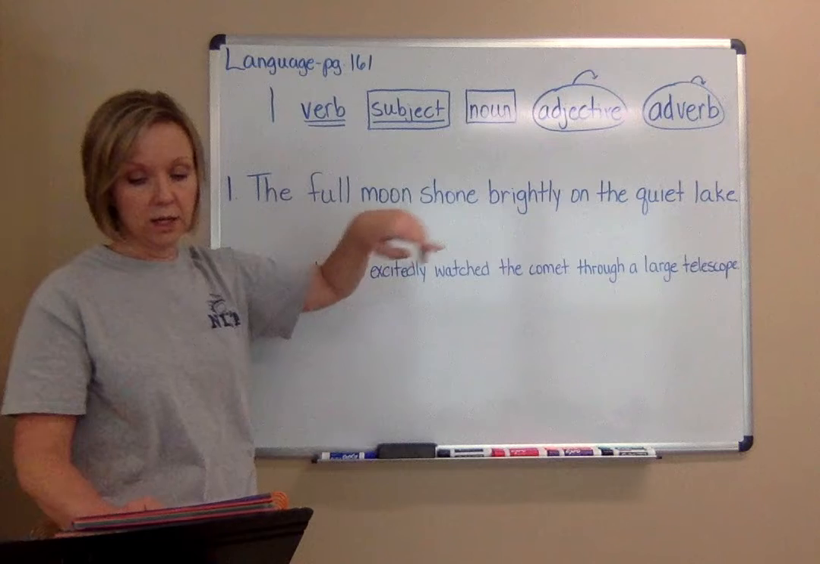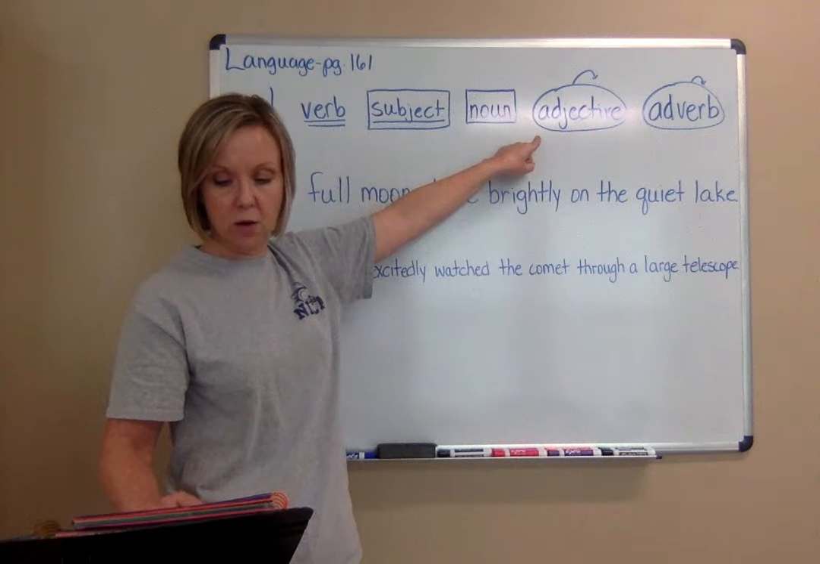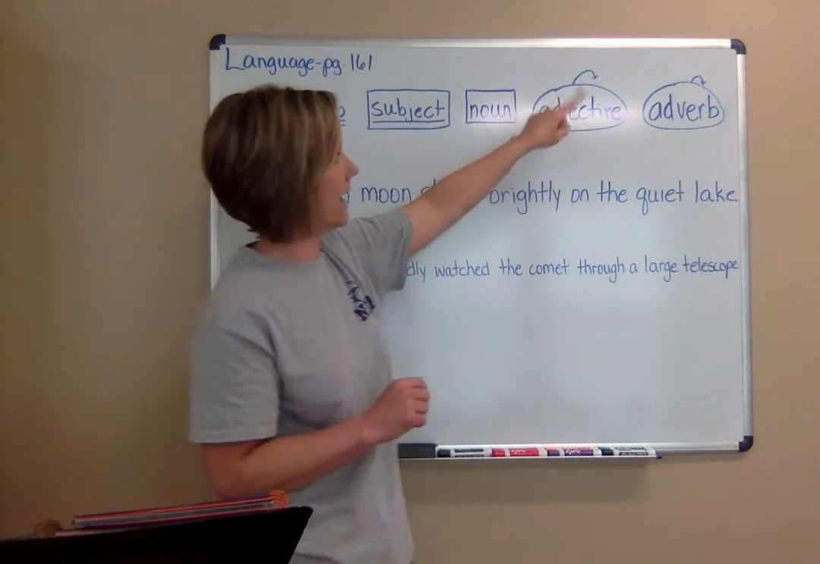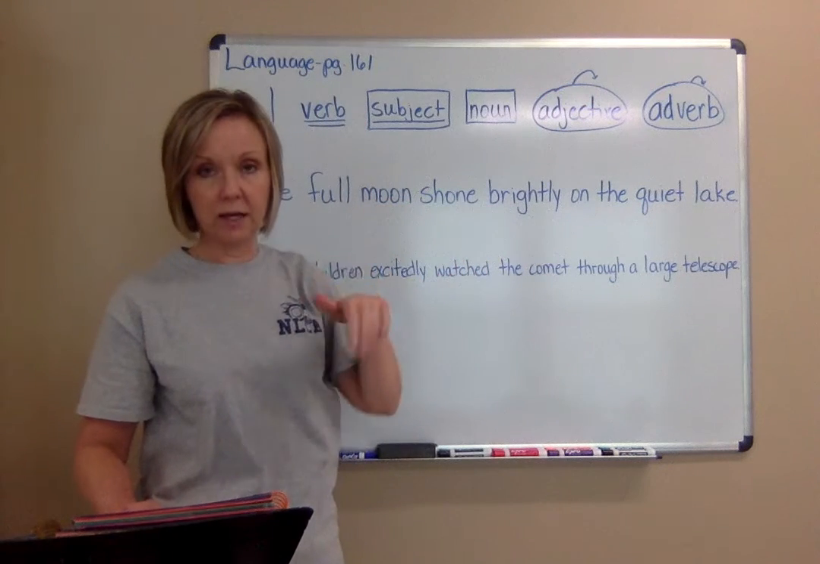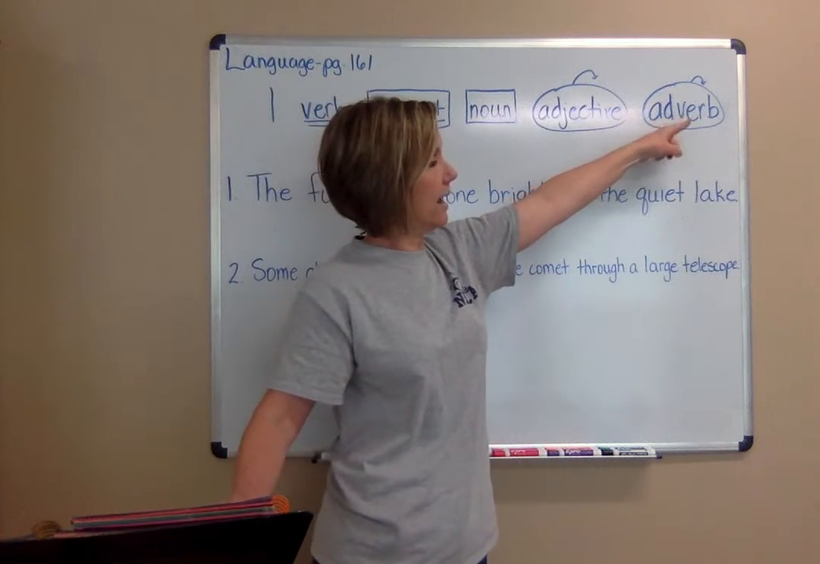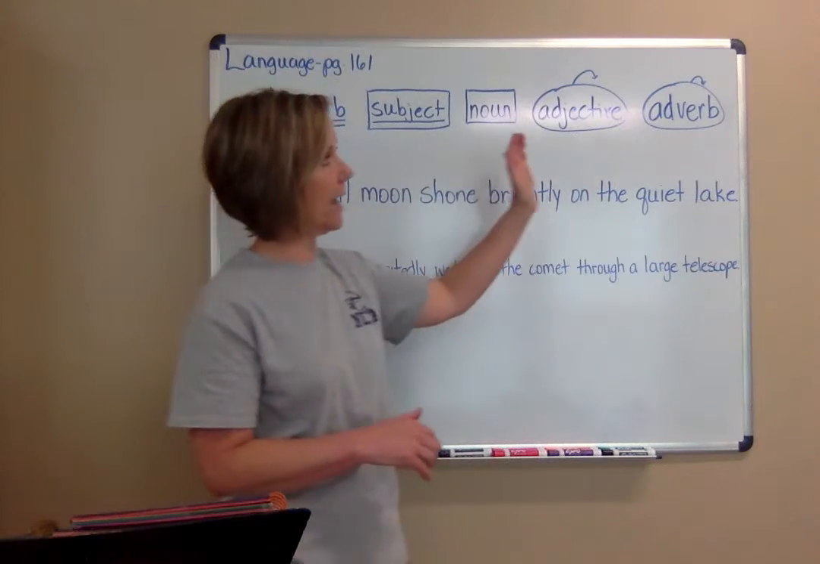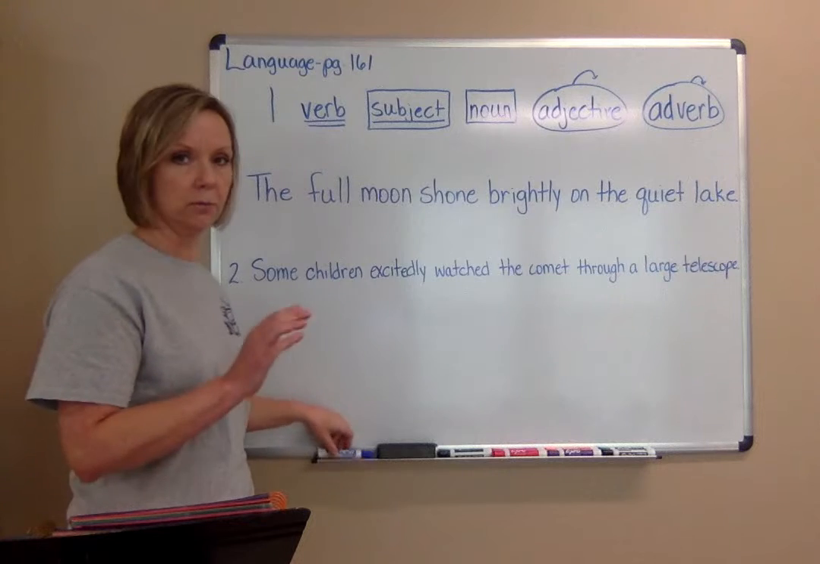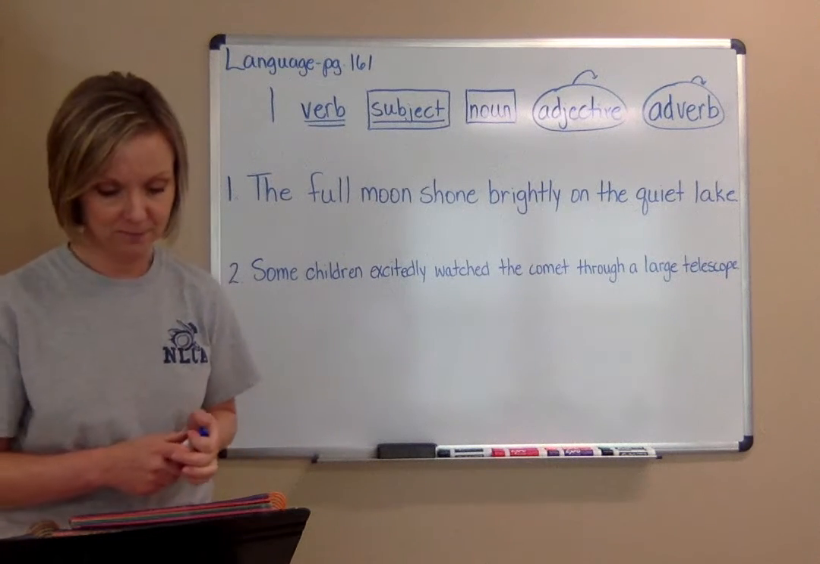Number 4, circle each adjective and draw a small arrow from the adjective to the noun it describes. So I have adjective circled with our little arrow. We know what that means. And then number 5, circle each adverb. So I have the word adverb with a circle around it. And draw a small arrow from the adverb to the verb. All right? So we're putting a lot of components together today. So grab your pencil and let's get going here.